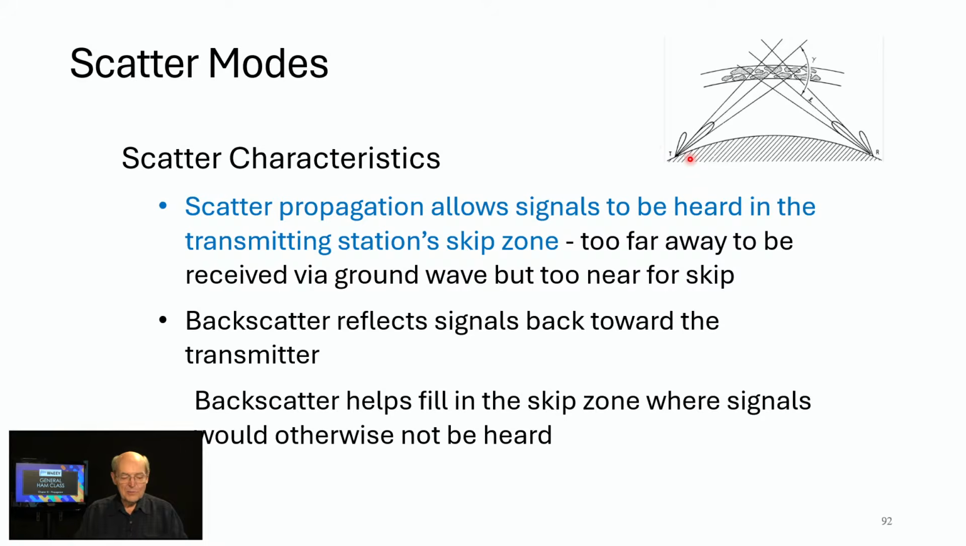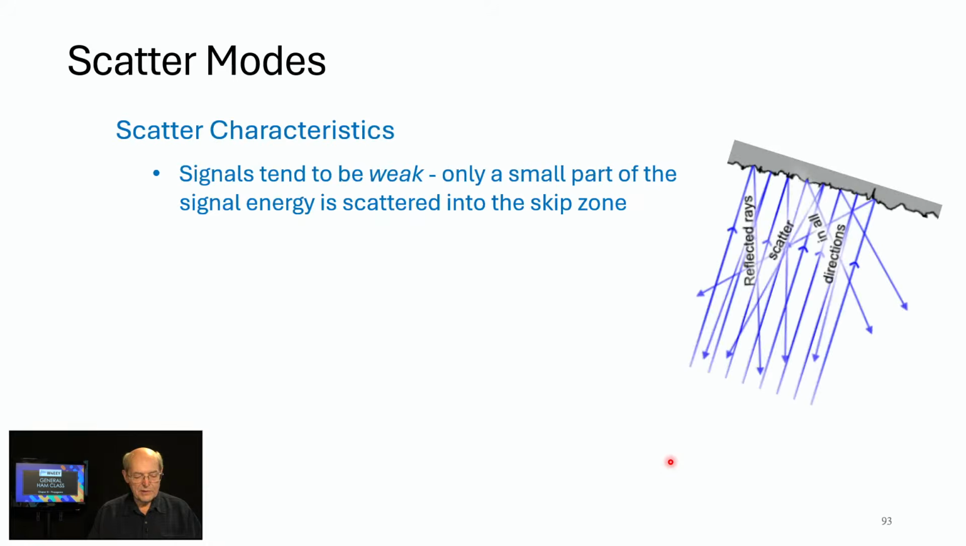So these scatter modes, and here we've got, these must be beam antennas because there are multiple lobes, but they go up into the E layer and form these little electron clouds. Like I said, nobody really understands why that happens, but we appreciate it when it does. So characteristics, scatter propagation allows signals to be heard in the transmitting station skip zone, too far away to be received via ground, but too near for skip. So that it lets us violate the rules that we previously shared. Backscatter reflects signals back toward the transmitter, and it helps fill in the skip zone where signals would not otherwise be heard. Well, how does this work, you might be wondering.